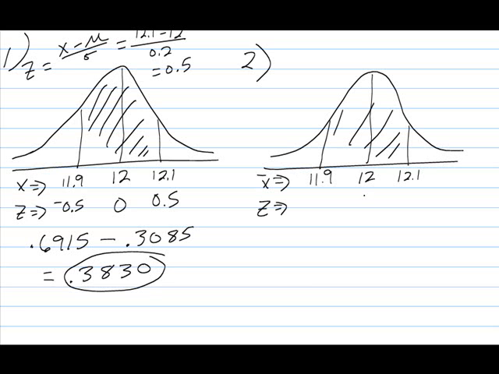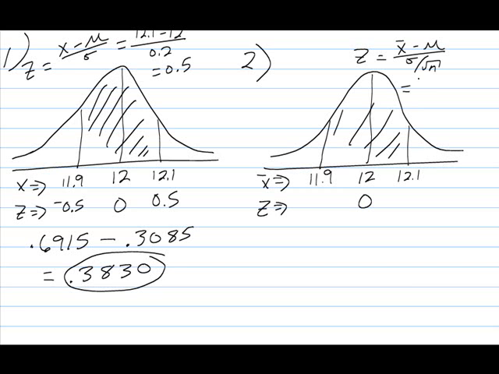We still want to change these into z's. The mean for the z's is always 0. Since these are x bars, we now use the formula from this chapter, which is x bar minus mu over sigma over square root of n. This is the formula we use for the sampling distribution.